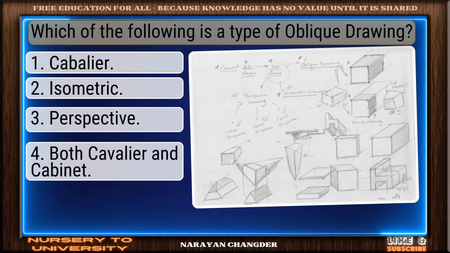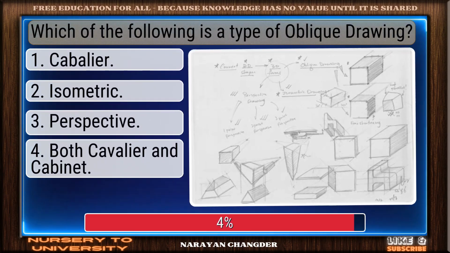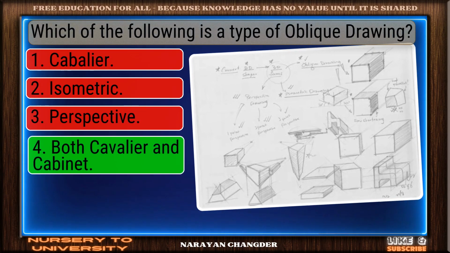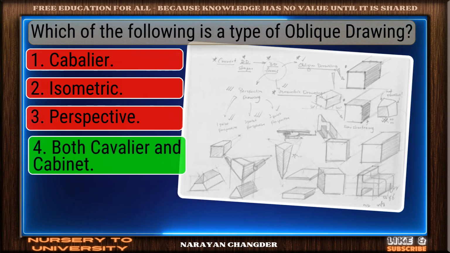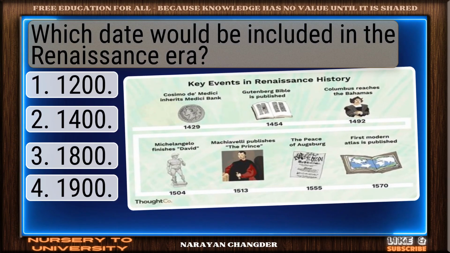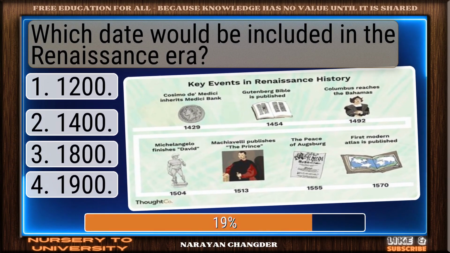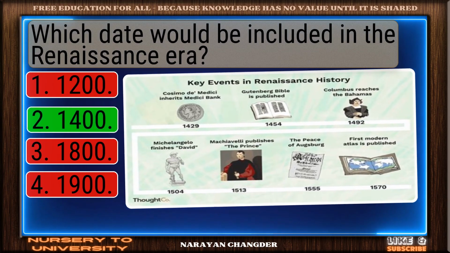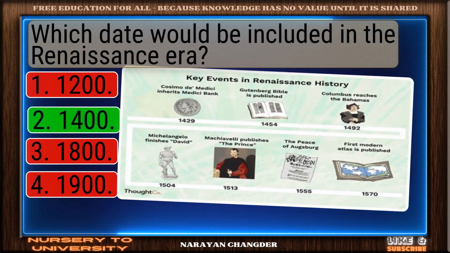Which of the following is a type of oblique drawing? Solid response. Both cavalier and cabinet is a valid choice. Which date would be included in the Renaissance era? Right again. 1400 is a valid answer.